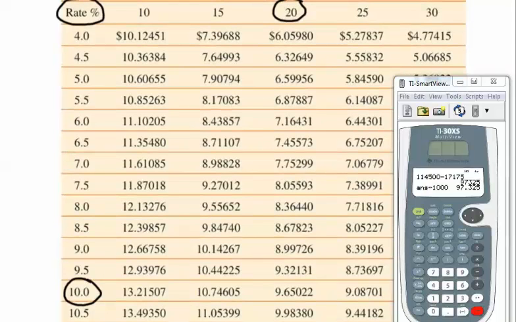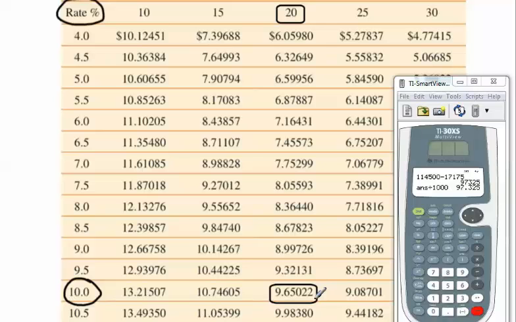And we know it's a 20-year loan. So we go to the correct column for the term length of the loan, and then the correct row for the interest rate, and the factor that is at that intersection is the value that you multiply by the number of thousands that you're borrowing.